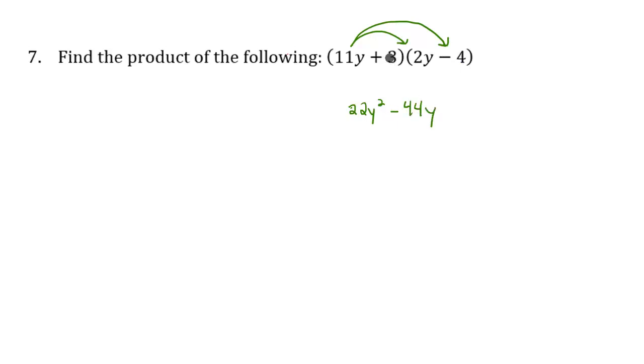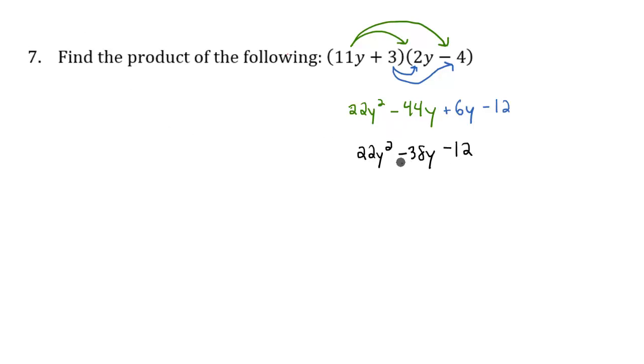Now I distribute the 3 with these two terms. So I have 3 times 2y is plus 6y, and 3 times negative 4 is going to be a negative 12. So we're going to combine like terms now. 22y squared is the only quadratic term there, so we'll keep that by itself. We have 2 linear terms here with y, so if we have negative 44 and plus 6, we're left with negative 38y. And then our minus 12 at the end. So this is our final answer right here, this trinomial.